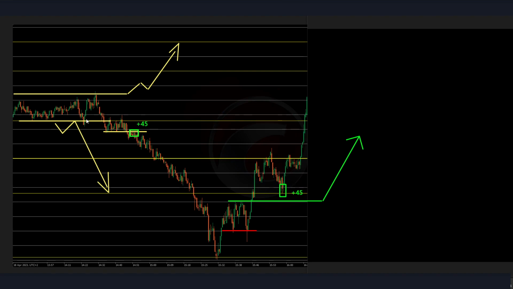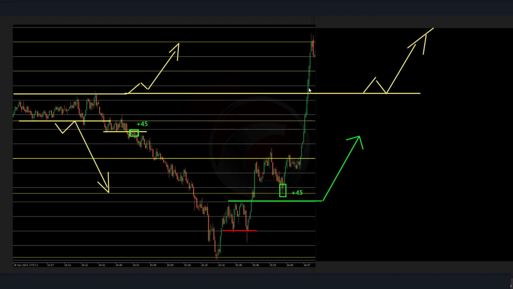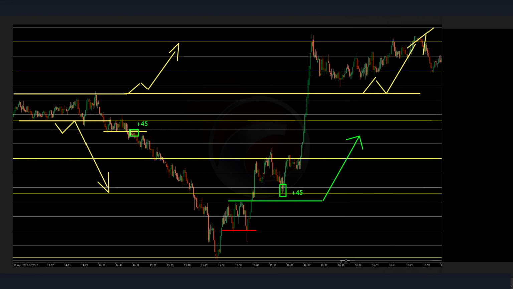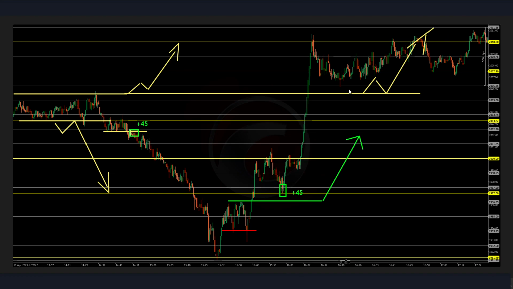It's 10 a.m. Eastern. Let's see if we have a break and retest of these highs. Yes, it's quite fast, I would say. But that was the price action. And yes, price action is going down.